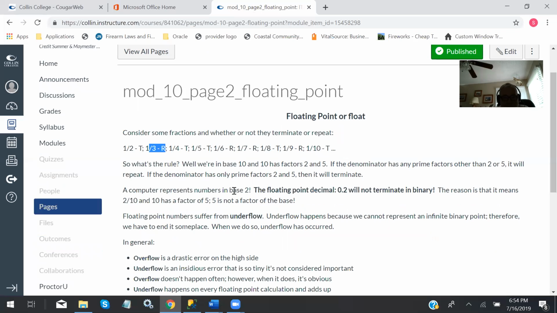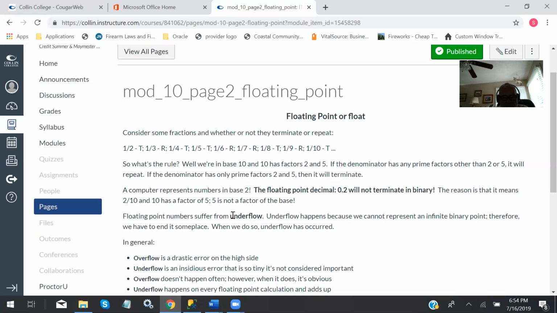A computer represents numbers in base 2. The floating point decimal, 0.2, will not terminate in binary because that is 2 over 10, and 10 has a factor of 5. 5 is not a factor of 2. So the only things that can terminate are powers of 2.